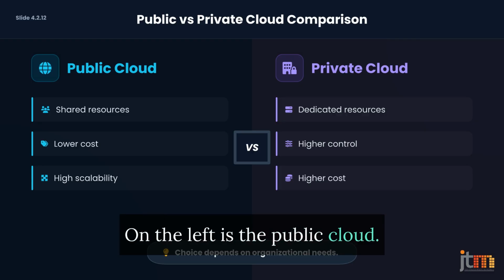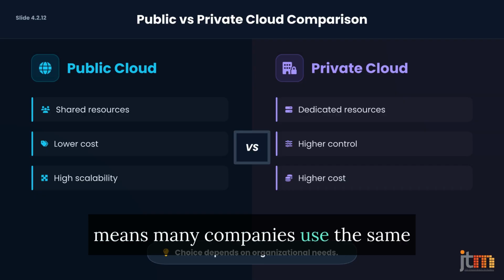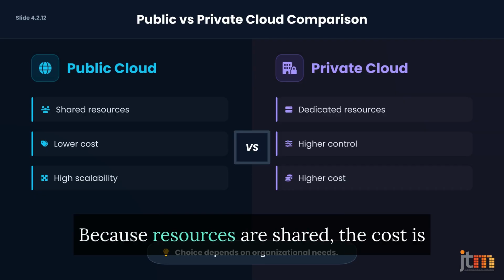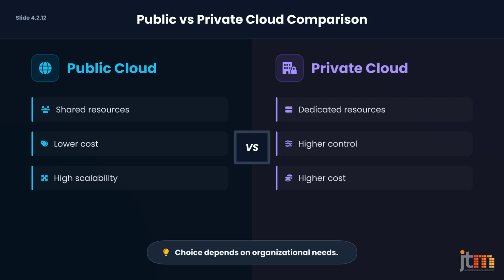On the left is the public cloud. Public cloud uses shared resources, which means many companies use the same cloud infrastructure. Because resources are shared, the cost is usually lower, so it offers lower cost. Public cloud also provides high scalability, meaning companies can quickly increase storage or computing power when needed. For example, an online store using AWS can add more servers during a big sale.